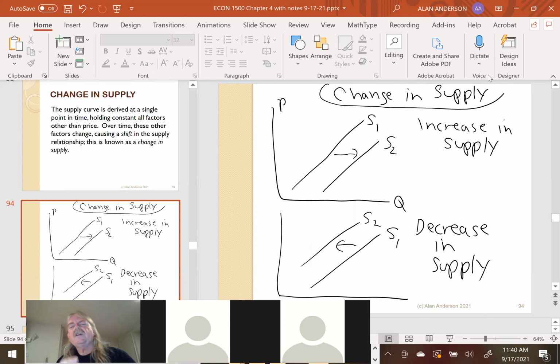All right, so just like with demand, there's two different ways it can change. There's an increase and there's a decrease. And again, if you notice, an increase is indicated by a rightward shift of the curve, and a decrease is indicated by a leftward shift. Okay, now, does everyone see the connection between the two? Yes, increase means we shift the curve to the right, decrease means we shift it to the left.